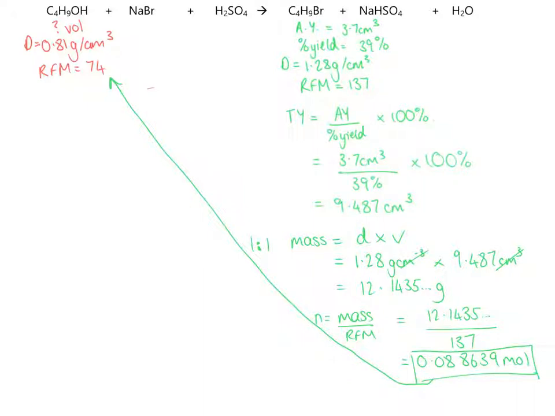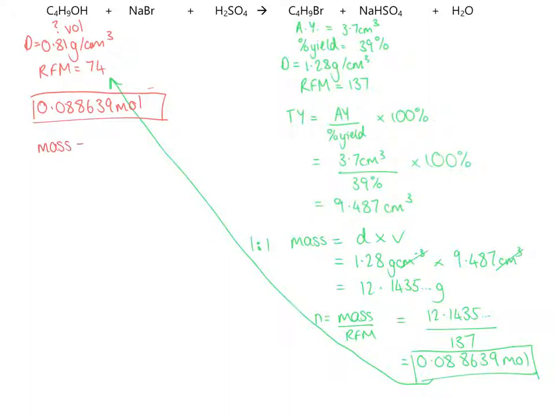So I need 0.088639 moles of my butanol. The question asks me to work out the volume of butanol, but I can't go straight to the volume because I don't have an equation that links number of moles and volume other than concentration, but I don't have a concentration value. So I've got to convert to mass first of all.